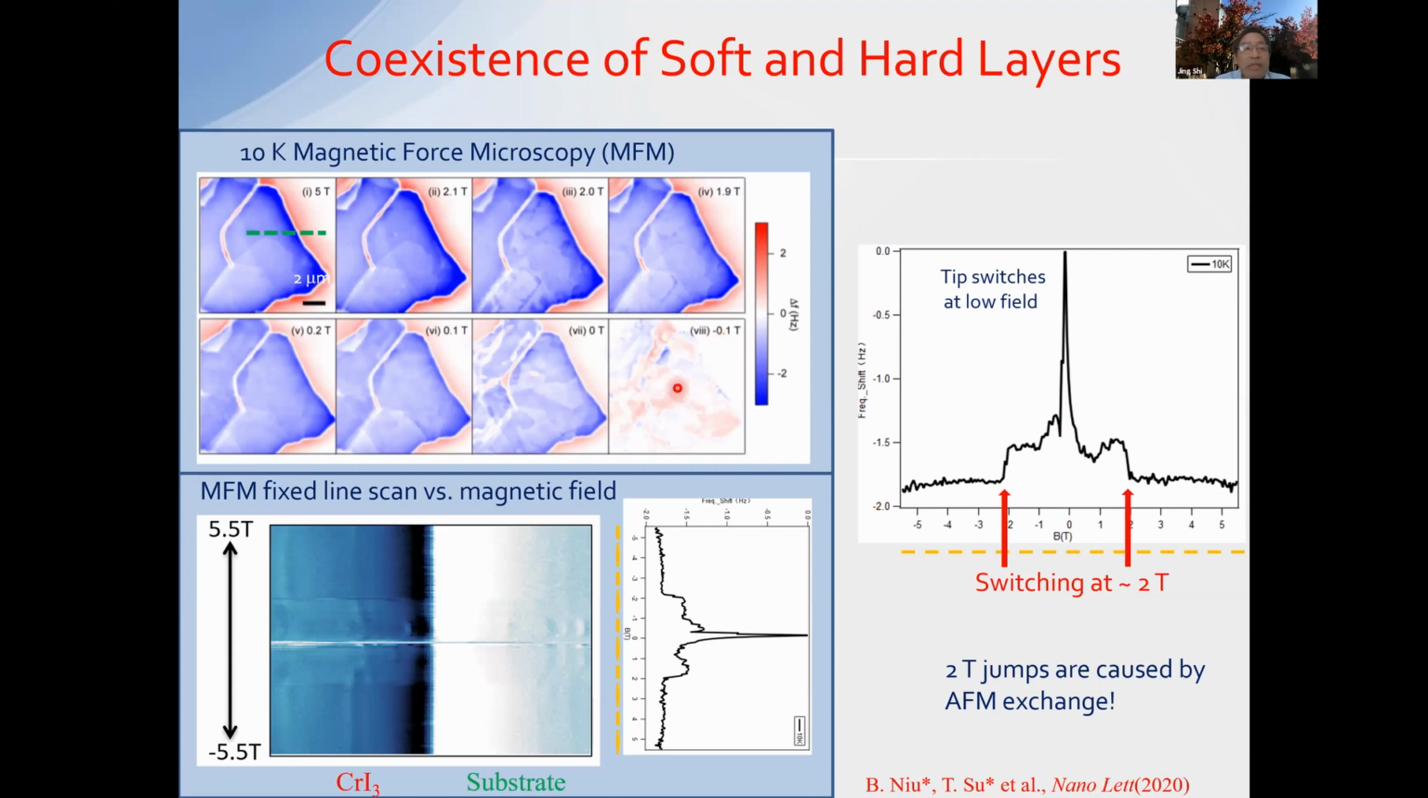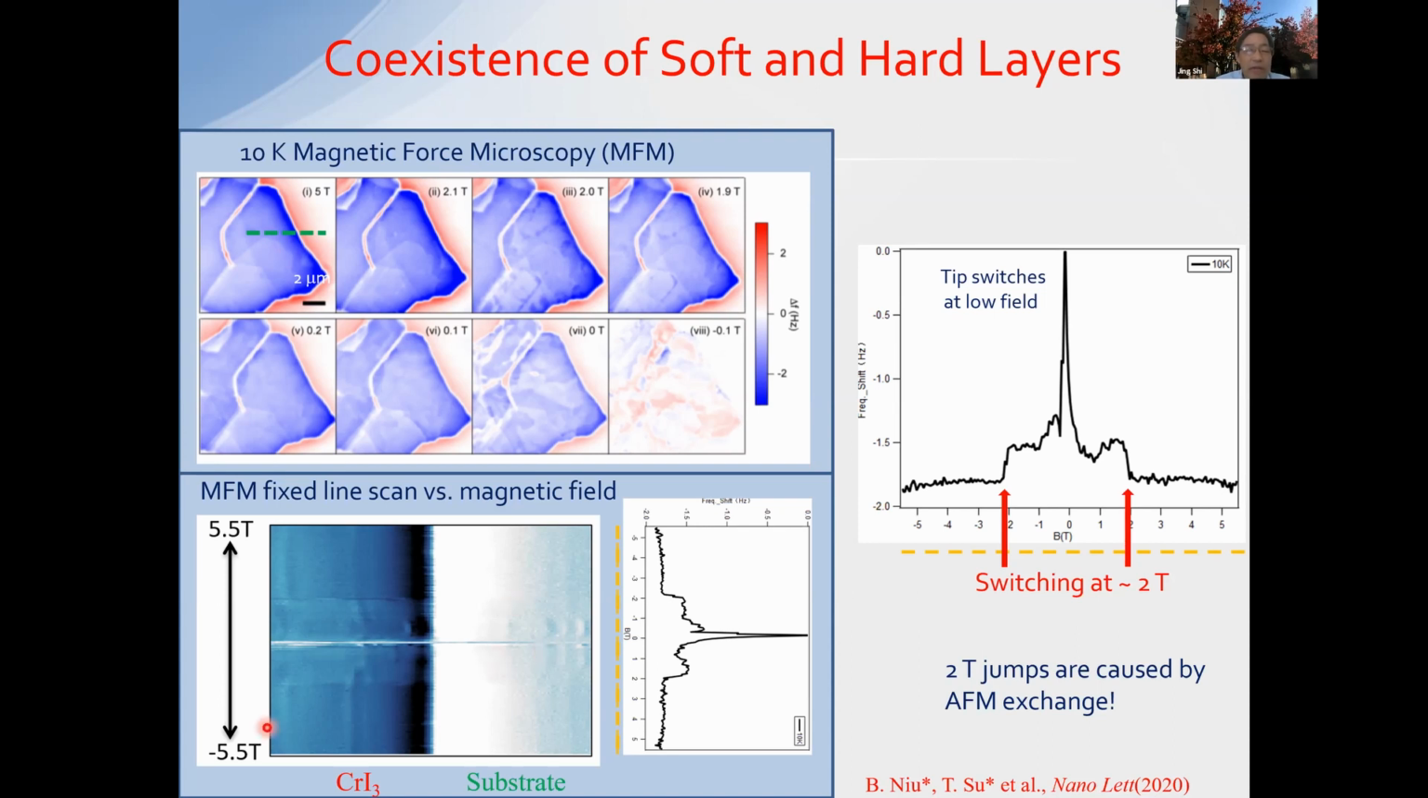Notice that the MFM tip itself is magnetic. It also switches. The switching occurs at a very small field compared to this Tesla range, like a few hundred Oersted. So we do this line scan, repeatedly scanning the same place across the edge, and we can establish a reference point outside. In this figure, the left is FGT, chromium triiodide. The outside is the reference, which is just a substrate.